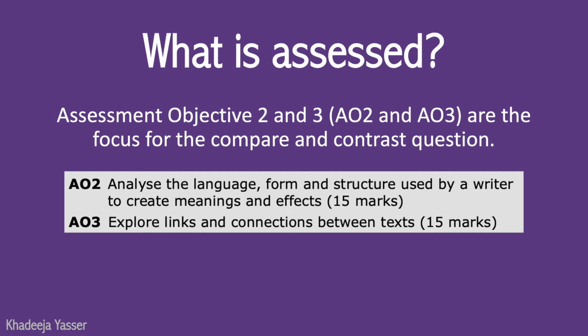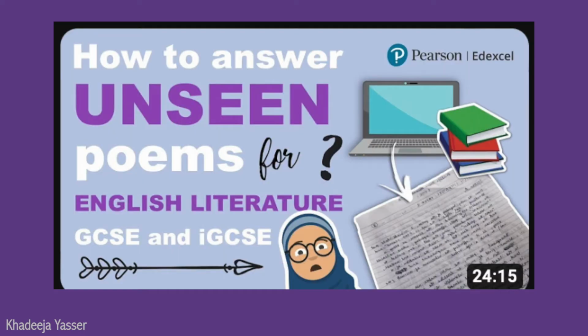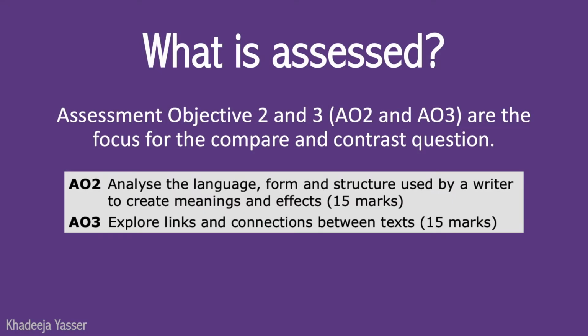Now, if you've watched my previous videos, you'll know I've done one on unseen poems, which is totally focused on assessment objective 2, which is analyzing language, form, and structure to create meanings and effects. That's completely all you have to do for the unseen poem question. But now, for this second question, which is the compare and contrast of the poems, you have AO3 as well, which explores links and connections between texts. So there are two important things you have to focus on here for this poem comparison question, which is language, form, and structure plus links and connections.